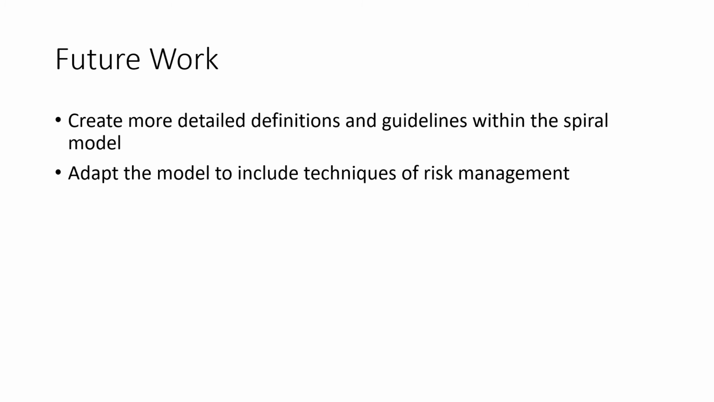So some further work that I thought was needed after this journal is to create a more detailed definition and guidelines for the spiral model. I did touch on that a bit when I talked about the disadvantages, so I won't get into that too much. And then I also feel like it needs to be adapted to include techniques of risk management. Because it is so people heavy, I do feel like there needs to be some reevaluation of the risk identification, analysis, and prioritization when it comes to the planning.